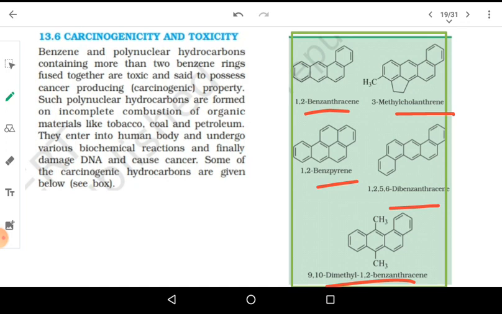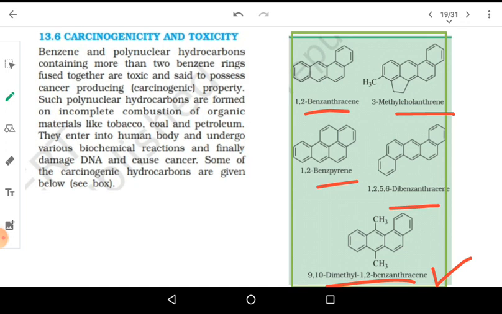So let us look at the examples one by one. The first one is 1,2-benzanthracene. Number 2 is 3-methylcholanthrene. The third one is 1,2-benzpyrene, then 1,2,5,6-dibenzanthracene, and the last one is 9,10-dimethyl-1,2-benzanthracene. So these five names are important, and their structures are also important. They can ask in the exam.